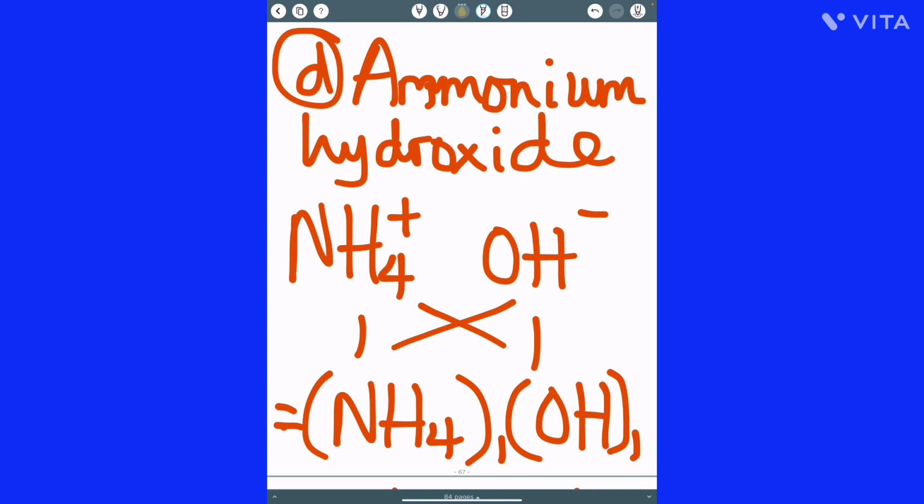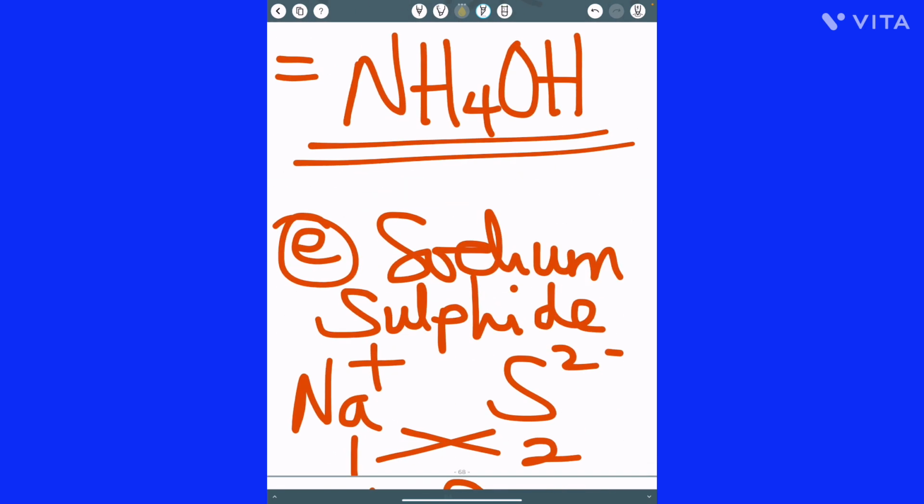11D, ammonium hydroxide. The ammonium ion is charged plus 1. The hydroxide ion is charged minus 1. So from plus 1, I'll get 1. From minus 1, I'll get 1. I'll swap valency, so I get (NH4)1 (OH)1. I don't need to write the 1, so the brackets and the 1 will go. Ammonium hydroxide has this molecular formula, NH4OH.